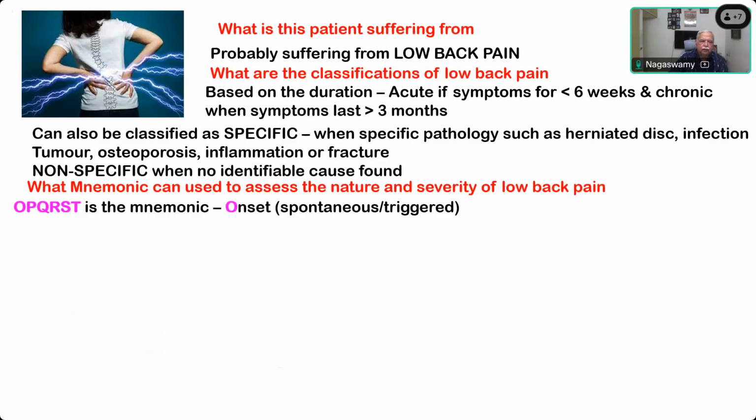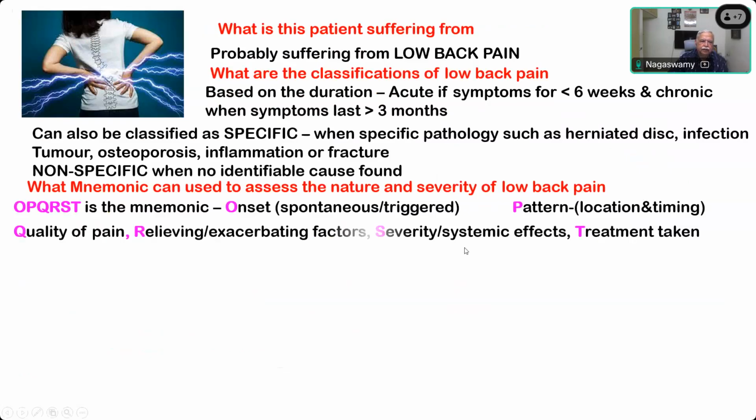OPQRST. Okay. O for onset, P for pattern, location and timing, Q for quality of pain, R for relieving or exacerbating factors, S for severity and systemic effects, and T for treatment taken. Okay. Onset, pattern, quality, relieving agent, severity, treatment.